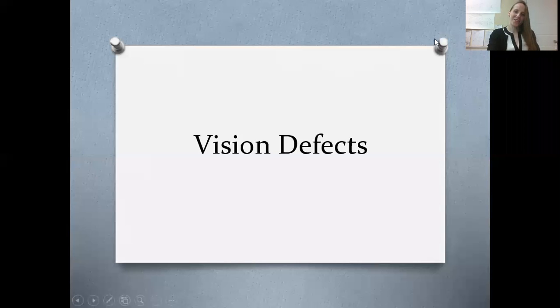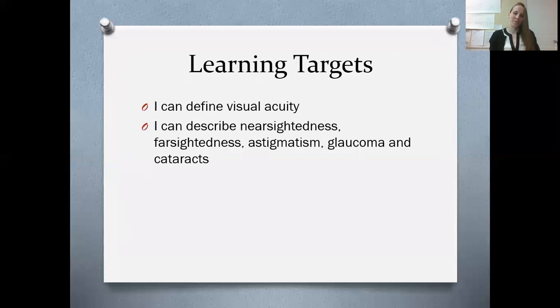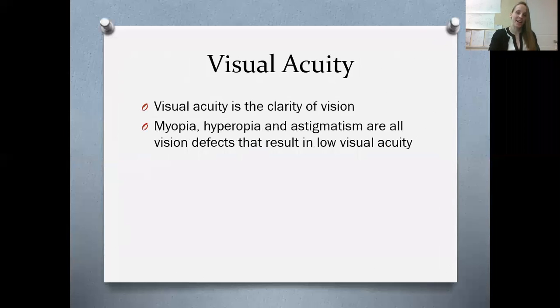Hey guys, so in the last lesson we talked about the eye and all the different structures of the eye and how they function. Today we're going to briefly look at some of the different possible vision defects when certain structures of the eye aren't functioning properly. In this lesson on vision defects, we're going to go over what visual acuity is, and then we're also going to look at things that cause nearsightedness, farsightedness, astigmatism, glaucoma, and cataracts.